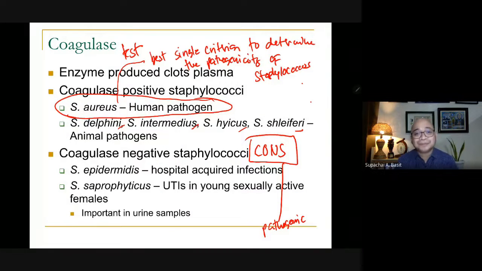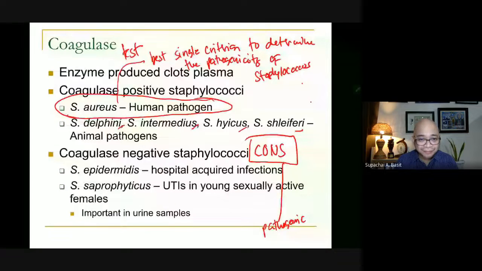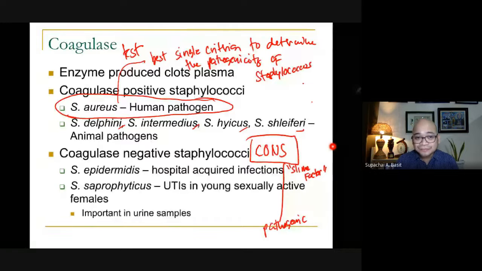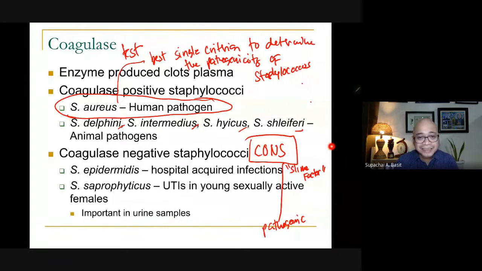So for example, Staphylococcus epidermidis may cause hospital-acquired infection. So later on, I will be explaining to you that they have the so-called slime factor. And then Staphylococcus saprophyticus may cause urinary tract infections in young, sexually active females. And that is the reason why they are important pathogens, particularly if isolated from urine samples. Okay, so that is for Staphylococcus saprophyticus.